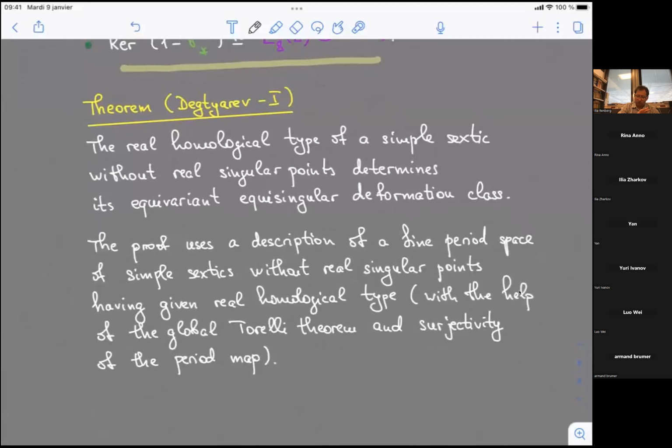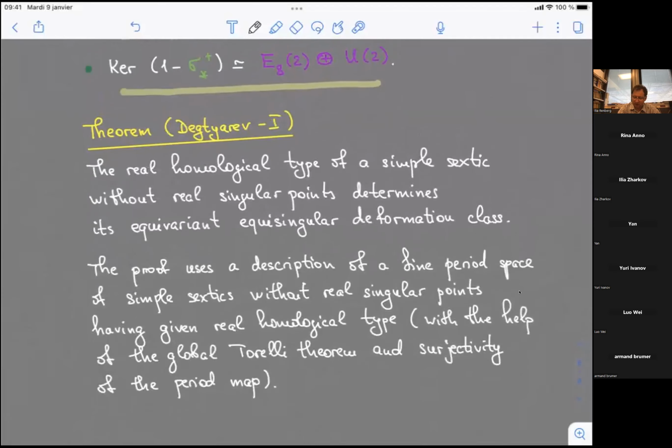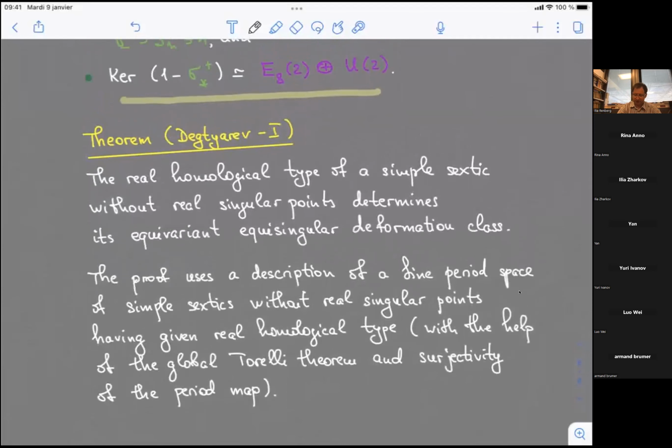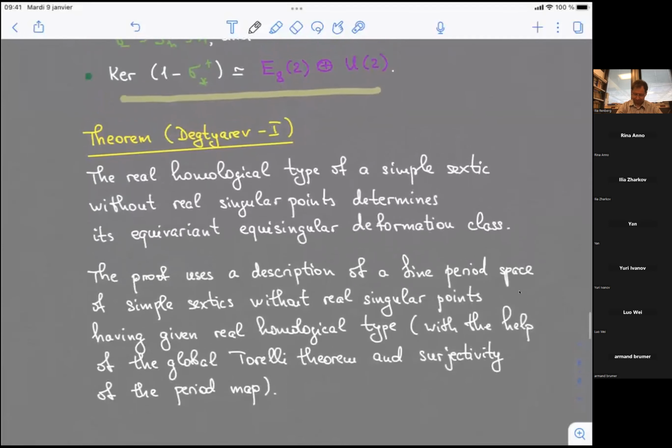So one can go from one connected component to a neighboring connected component, just changing what is called the marking of our K3 surface. So just using an automorphism of the K3 lattice, respecting all the structures we're interested in. And so this is really the key statement in the proof of this theorem I mentioned. So this equivariant equisingular deformation classification.